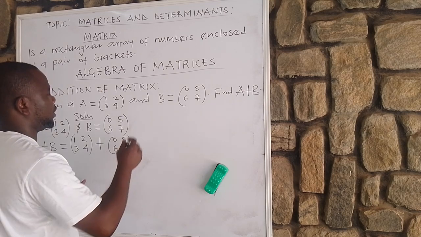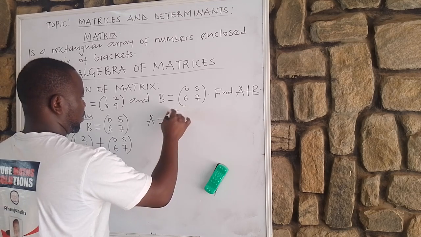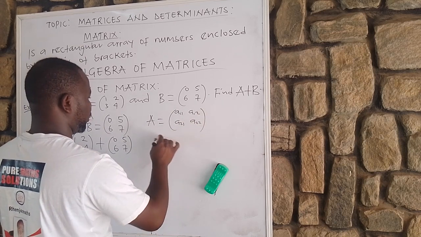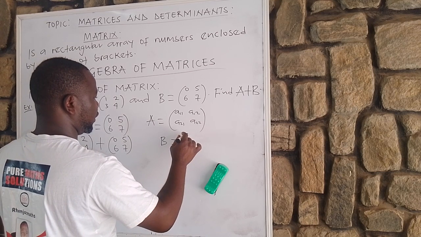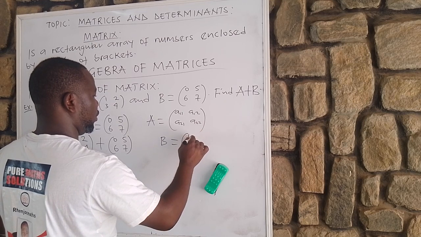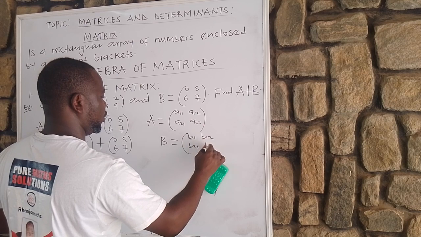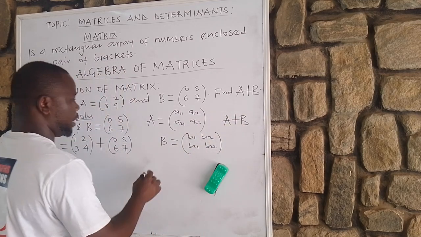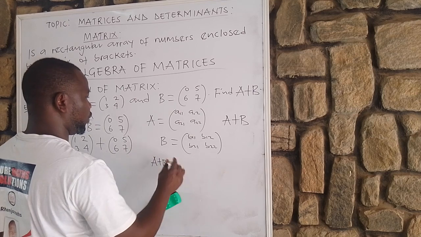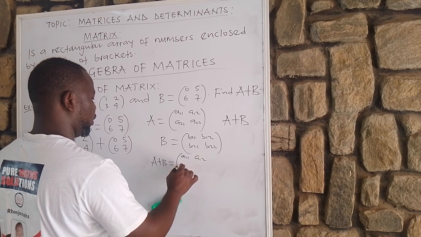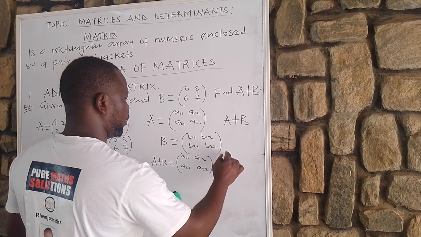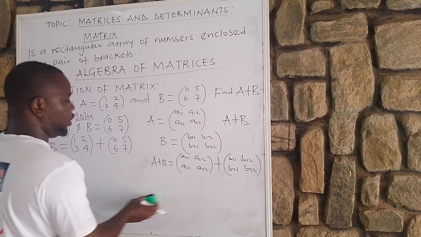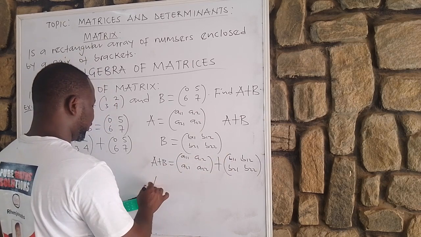Let me remind you of this. Assuming matrix A is A11, A12, A21, A22, and B is B11, B12, B21, B22. So if we want to add A plus B, this implies that our A plus B will now be equal to A11, A12, A21, A22 plus B11, B12, B21, B22.